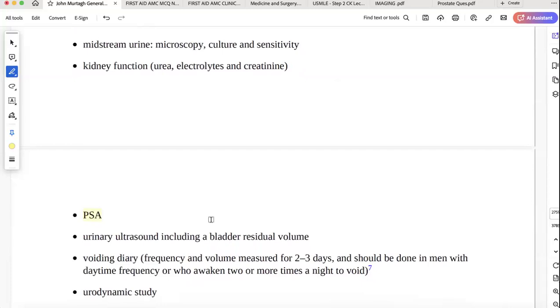There is a lot of confusion about whether we can do PSA after catheterization. Yes. Previously, people used to think that if you do PSA after catheterization, it will be high. That's a myth now. So you can definitely send the patient for a PSA just after having a catheterization. Okay.